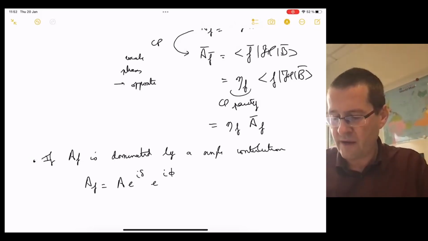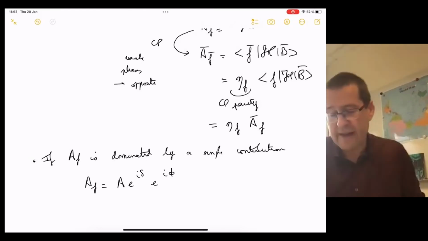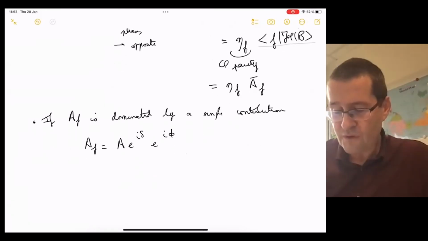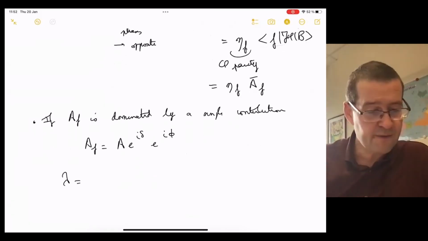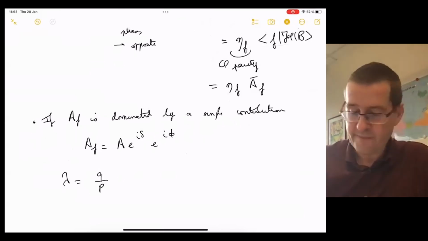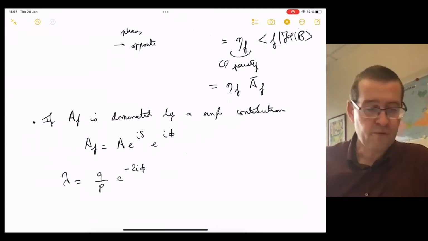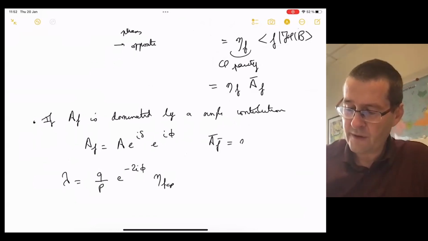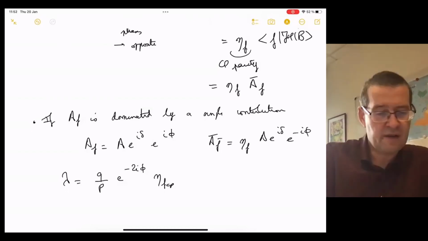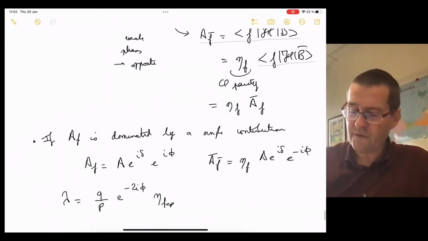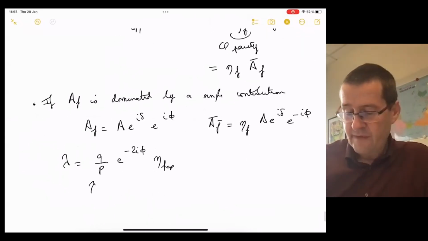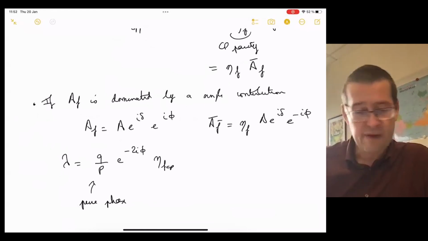So if we have the same kind of separation for AF, so this decay amplitude from B to F, and separate into the strong and the weak phase, then what you have will be Q over P exponential minus 2i phi eta FCP, because A bar, F bar is going to be eta F A i delta A minus i phi. And you got the ratio of these 2 guys that give you exponential minus 2i phi. Here, as we said, it's a pure phase, at least for BD and BS.